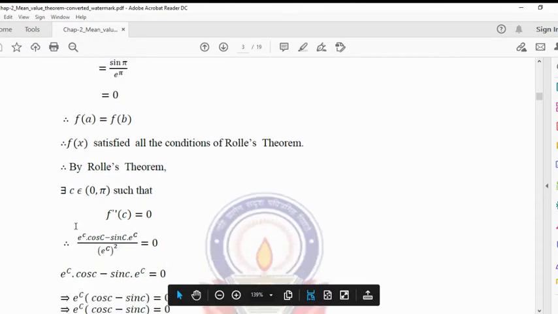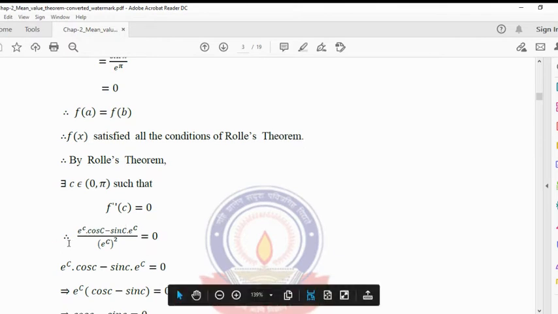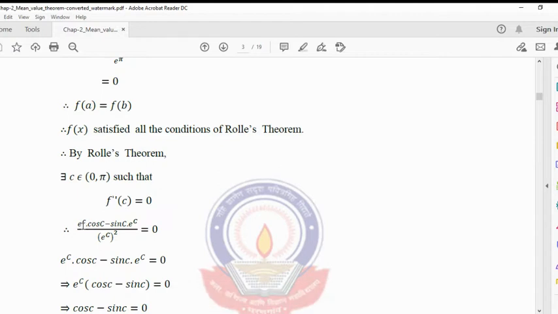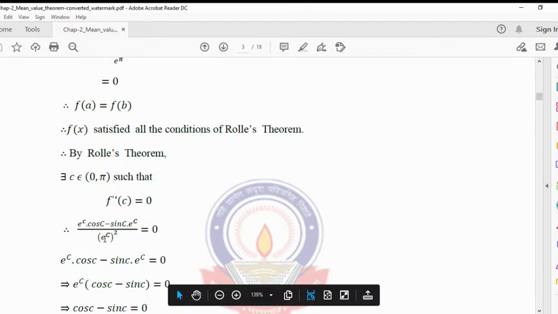So by using Rolle's theorem, there exists c belonging to (0, pi) such that f'(c) is equal to 0. So put the value in f'(x) as x is equal to c. So we get e raised to c cos c minus sin c into e raised to c upon (e raised to c) squared. So we can take e raised to c common and cancel. So we get cos c minus sin c upon e raised to c.